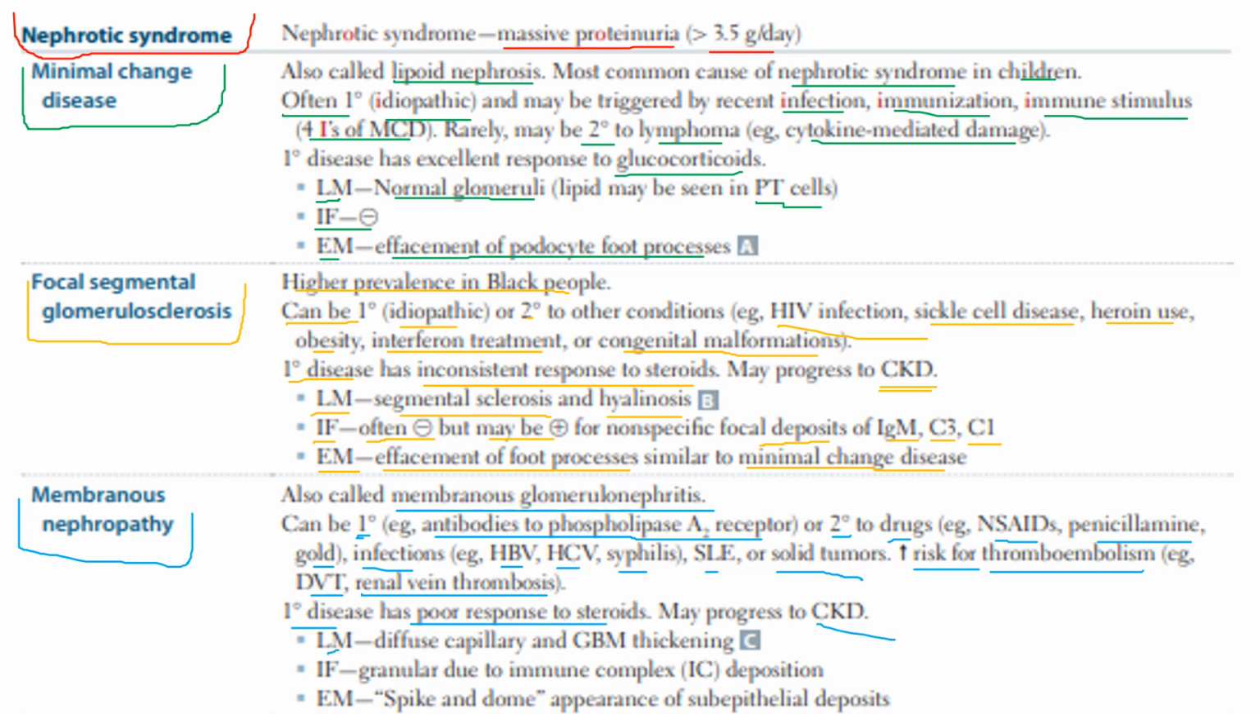On LM, it shows diffuse capillary and GBM thickening. On IF, granular pattern due to immune complex, IC, deposition. On EM, spike and dome appearance of subepithelial deposits.